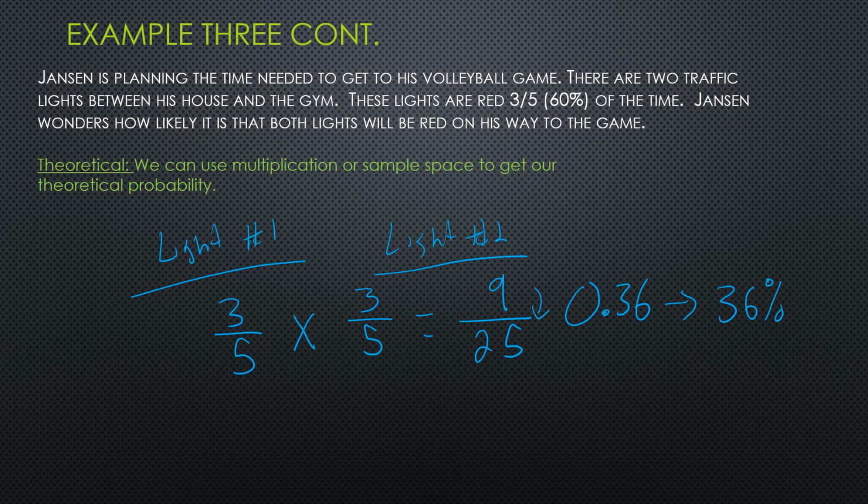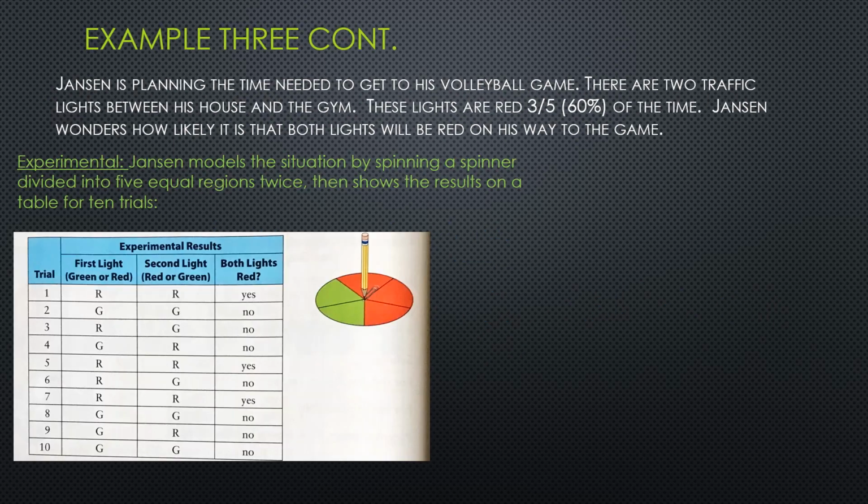Let's take a look at our experimental probability. So same question, but in this situation, Jansen wanted to actually test out his theory. Now, rather than just drive and hit the lights and count each time he went, he created an experiment that he could do that would still symbolize the results of what he was looking for. So what he did is he created a spinner here, as you can see, with 3 red lights, and then 2 green lights.